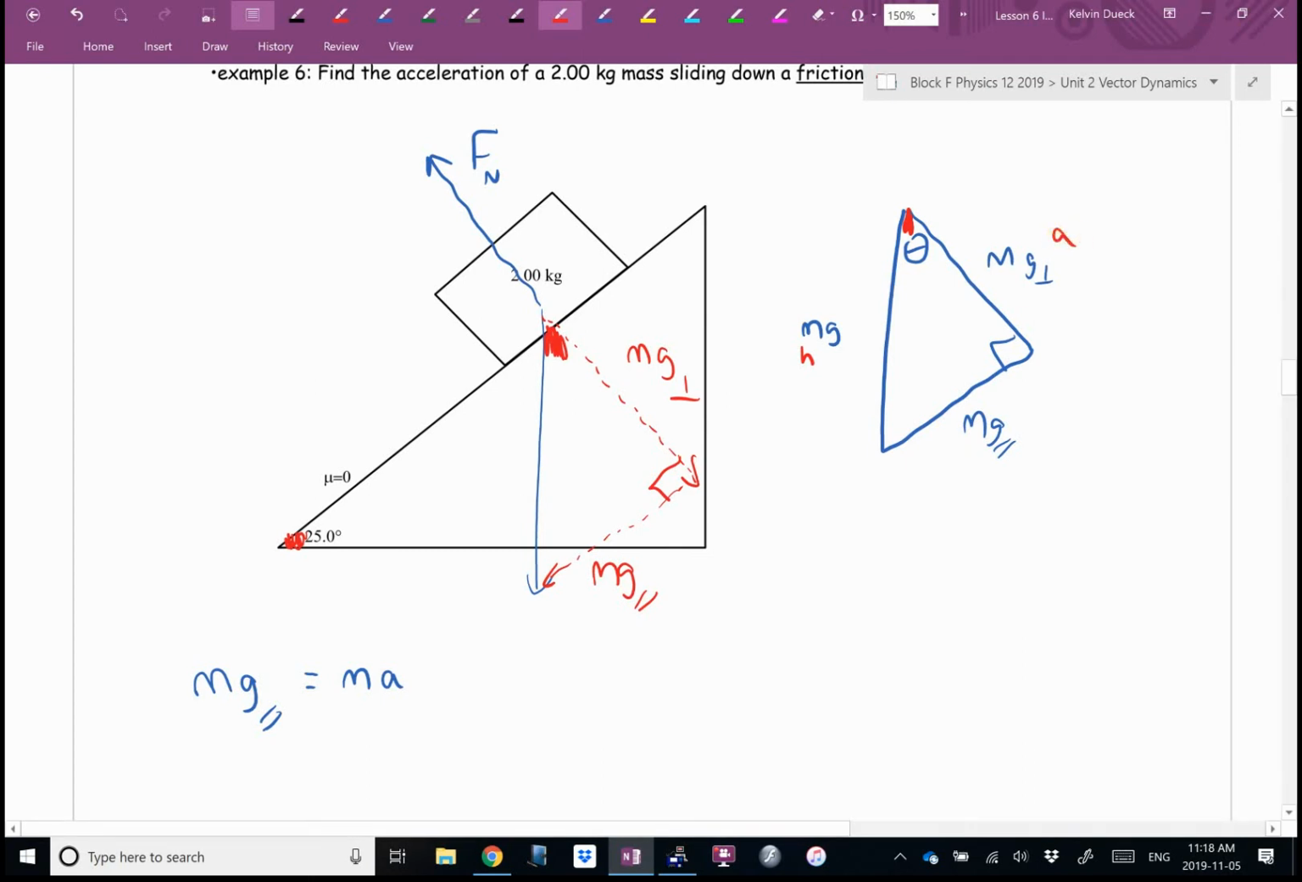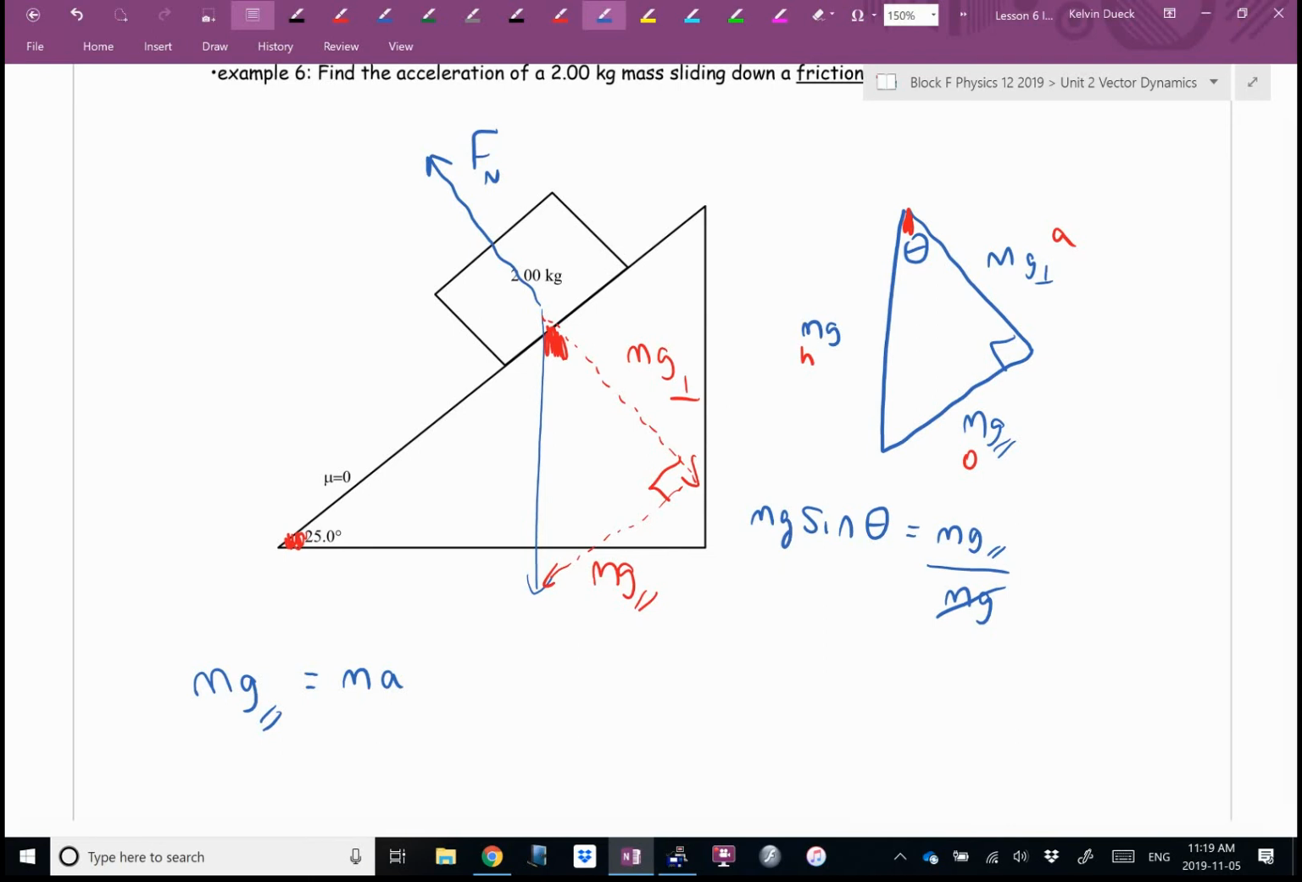MG parallel. Now, you will know mg typically because you'll know the mass. So I'm going to find mg parallel using those two. Which trig function? Sine. I'm going to get sine theta equals mg parallel over mg. I'm going to multiply the mg here. What can I replace mg parallel with? Mg times which trig function?